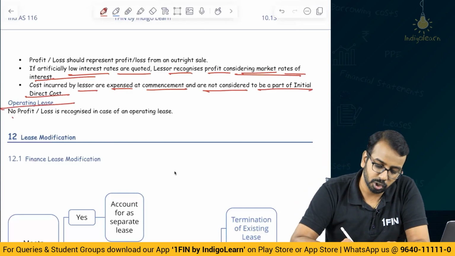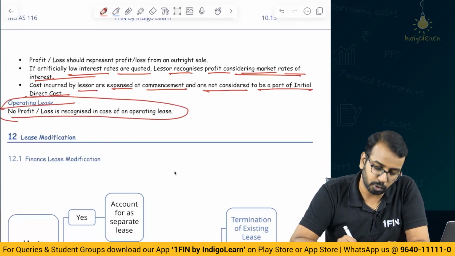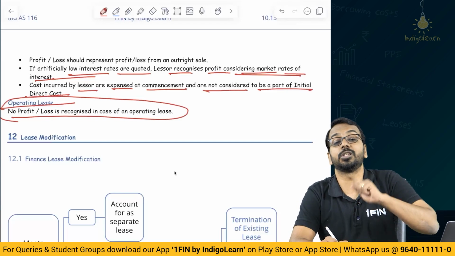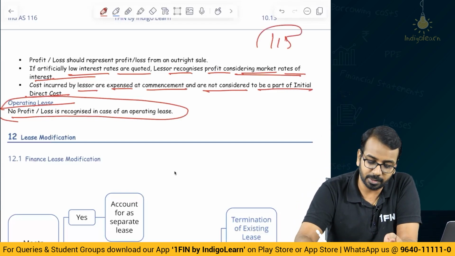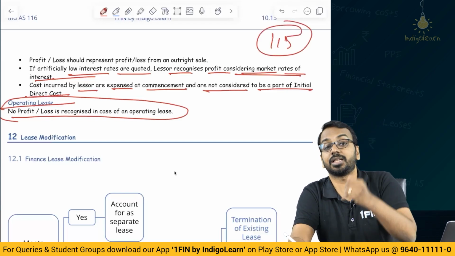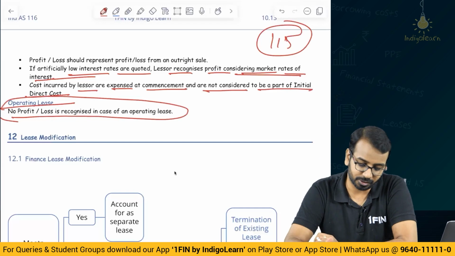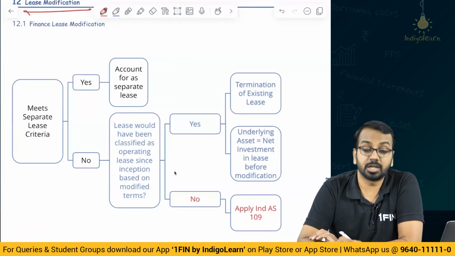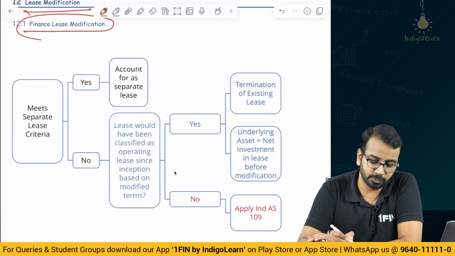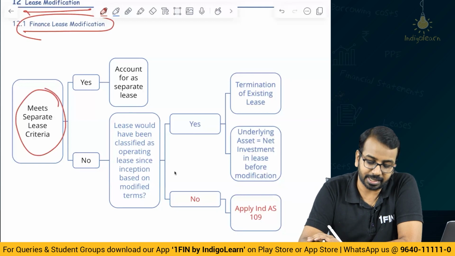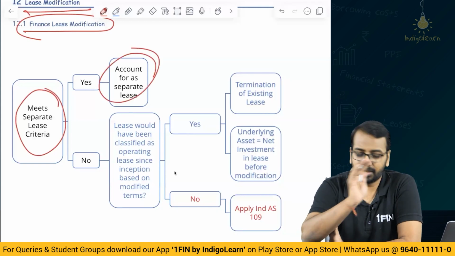If it is an operating lease, no profit or loss is recognized, because the control is not transferred. Please understand, we have to apply the principles of Ind AS 115 to see whether the control has been transferred or not. Then, lease modification from the lessor's point of view: if there is a finance lease modification, does it meet the separate lease criteria? Account for it as a separate lease, as we have done in the case of lessees.